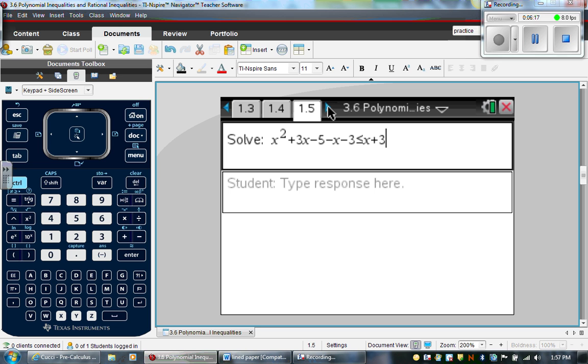Let's take a look at another one. x squared plus 3x minus 5 minus x minus 3 is less than or equal to x plus 3.